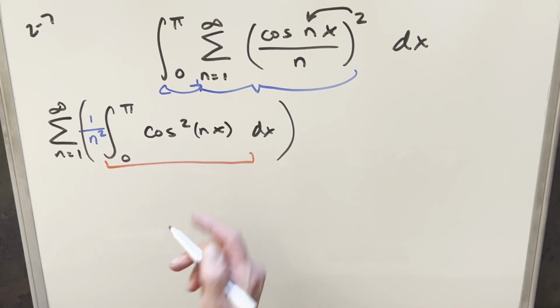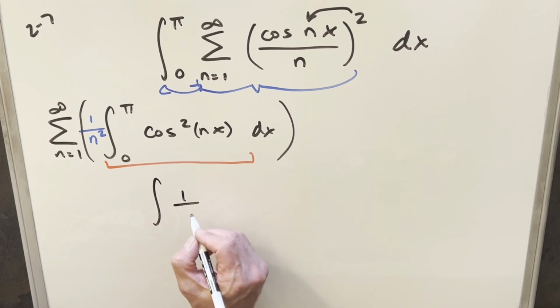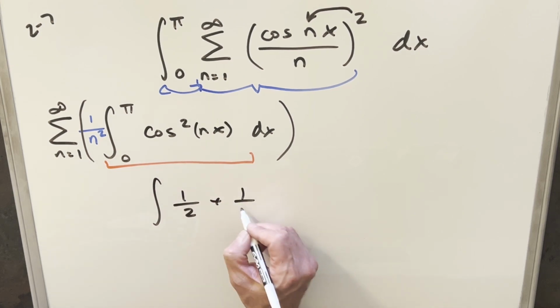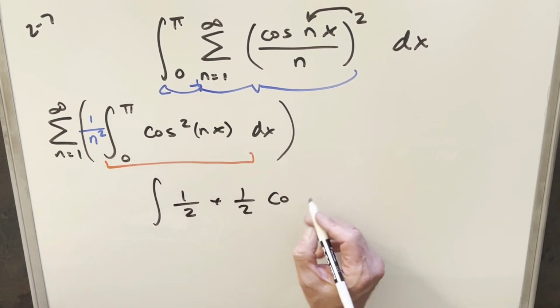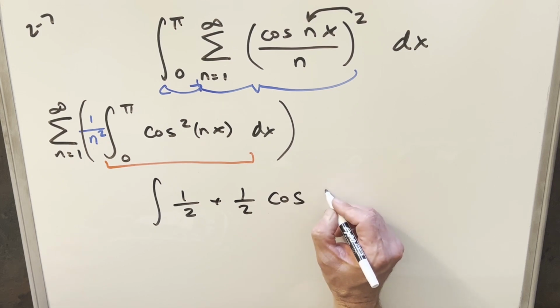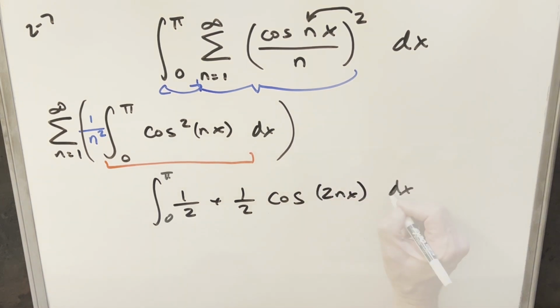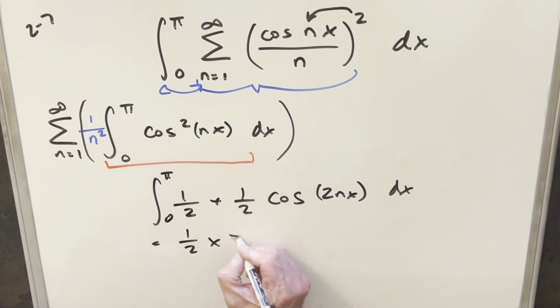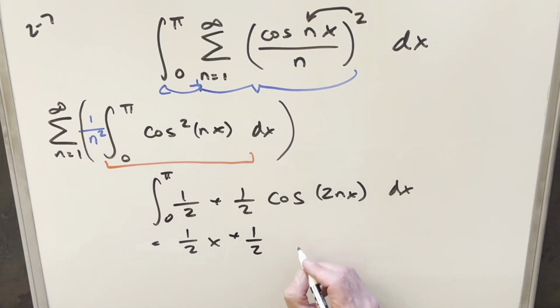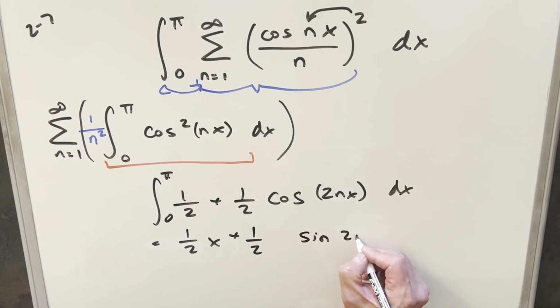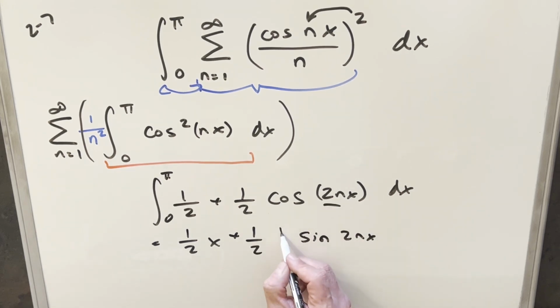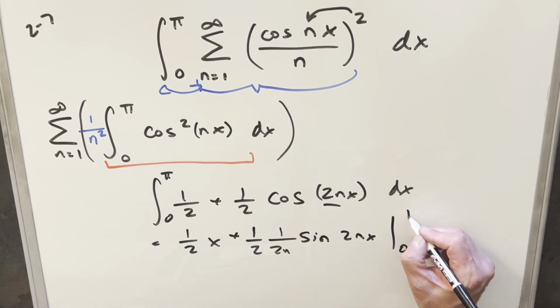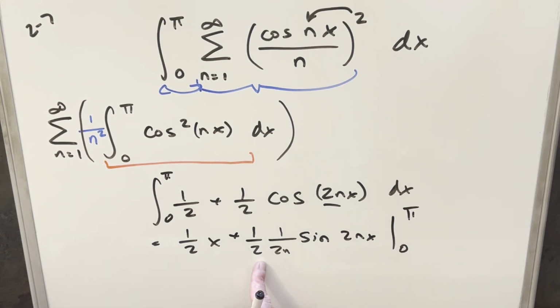And so what I can do is use the power reduction on this. When I do that, we'll end up with 1/2 plus 1/2, and then we're going to double the angle, so this is going to become cosine 2nx. Then we'll just go ahead and integrate. So this is going to become 1/2 x plus 1/2, and this is going to become sine 2nx, but we need to bring out this 2n, so we'll bring out this 1 over 2n here in the denominator, and this is all evaluated from 0 to pi. But this right here I can multiply together and write as 1 over 4n.